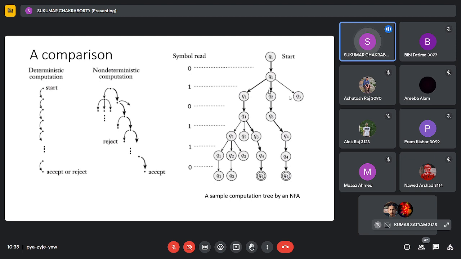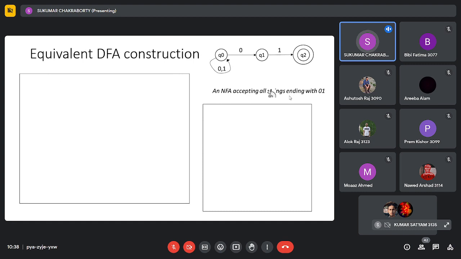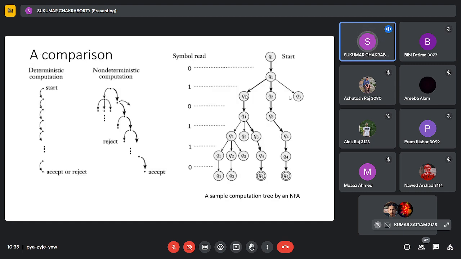Right. So now we will stop here today. We will go to the equivalent DFA construction in our next class, that is tomorrow. We will see how we can construct the equivalent DFA of an NFA. For today it's up to this.